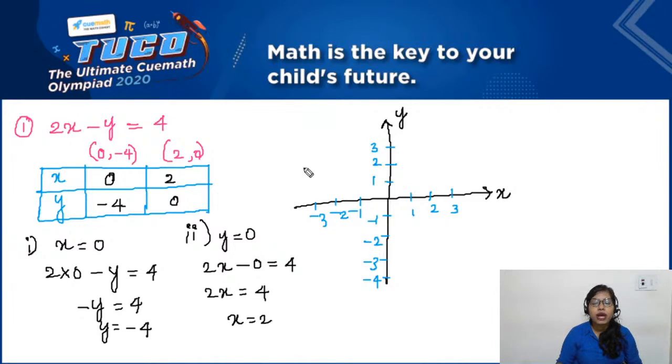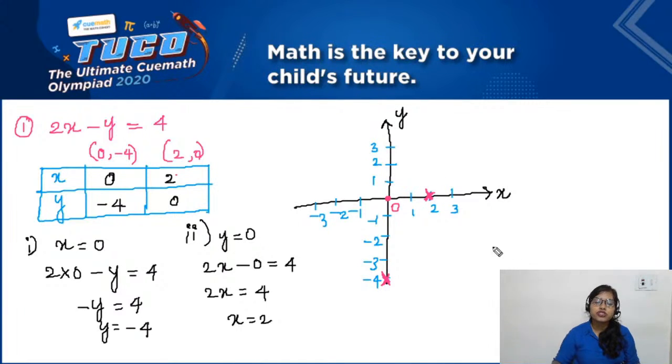The first one is (0, -4). So this is our origin 0. So 0 and -4. 0 in the x-axis and -4 on the y-axis. -4 on the y-axis would be this point. Okay. Any point on the y-axis, value of x is 0. Any point on the x-axis, value of y is 0. Okay. So that means now for the second point (2, 0), we will have our point lying here. So we have got our 2 points.